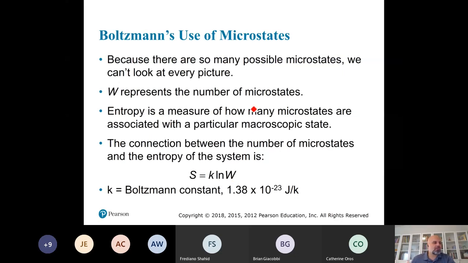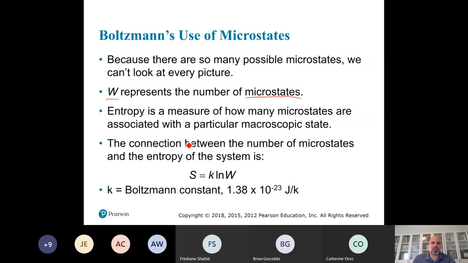Because there are so many possible microstates, we can't look at every single picture, right? So you have an infinite number of microstates. So what we're going to do is use this letter W, and that's going to represent the total possible number of microstates, right? And when we look at entropy, entropy is a measure of how many microstates are associated with a particular macroscopic state. We'll go through the math in a second, and it'll hopefully make a little bit more sense.